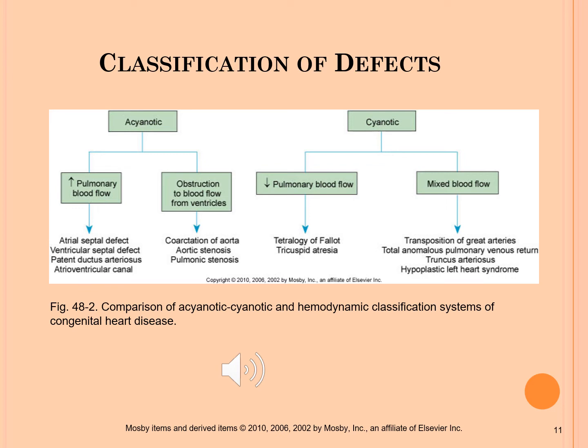So acyanotic, left to right shunting of blood, you're going to have more oxygenated blood, so it's going to have a little more red appearance to it. Where cyanotic defects, you have right to left shunting of blood. It's going to be more blue. You've got more deoxygenated blood that's going out to the rest of the body.